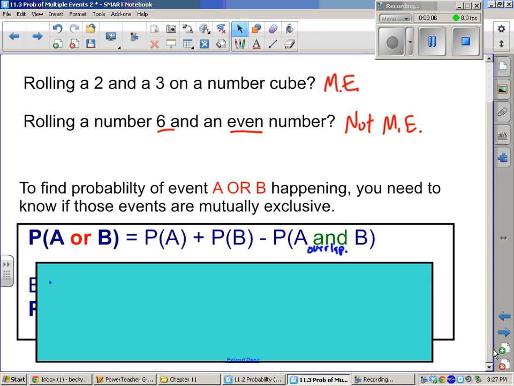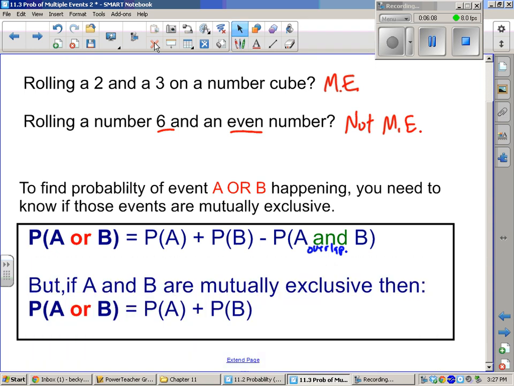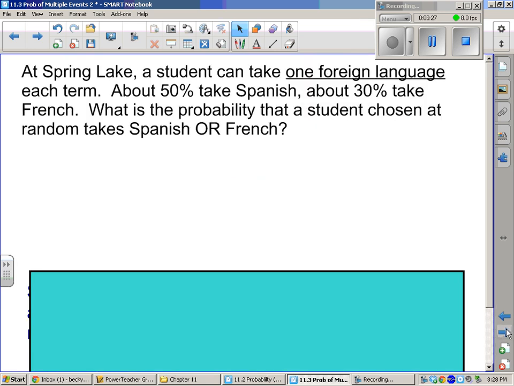And then if your events are mutually exclusive, what is the overlap? There is no overlap because they don't overlap. So then there's nothing to subtract. So really it's the same formula. It just ends up that your overlap is 0. Got it. Okay, so we add those probabilities together. Cool. All right, here we go.